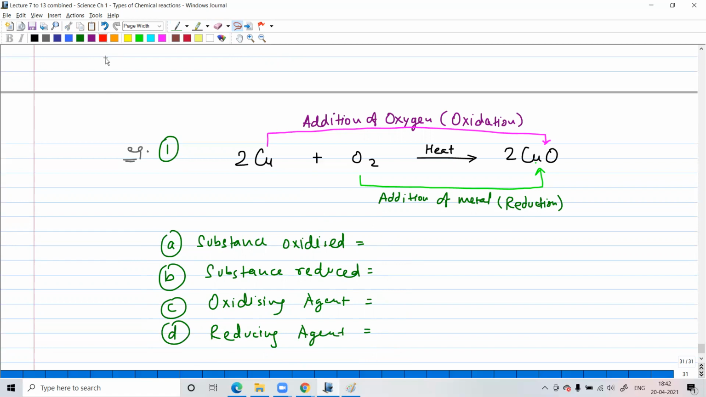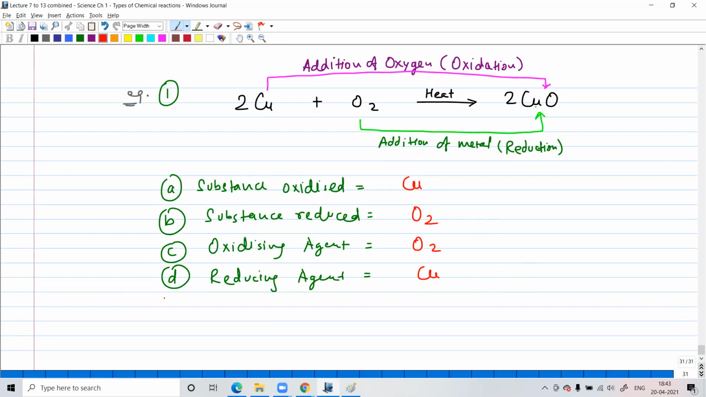Substance oxidized is copper, sir. Yes, very good. Copper. Substance reduced is oxygen, and oxidizing agent is oxygen. Reducing agent is copper. Okay. Everyone is okay with this answer? Can everyone get to this answer? All of you? Confirm quickly. Yes, sir. Okay.